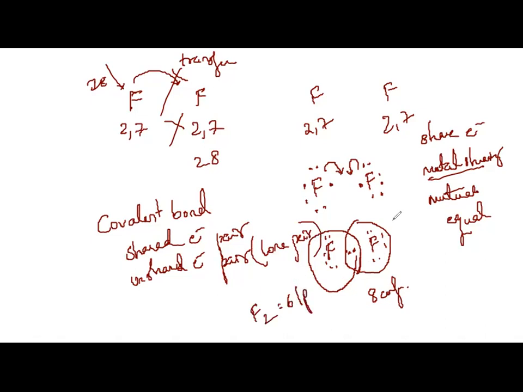Please try to understand. These are shared pairs or bond pairs. So in fluorine molecule, there is 1 bond pair and there are 6 lone pairs. Understanding? Yes. So this is about fluorine. What if I want to do hydrogen molecule? Yes, I know that hydrogen is having only one electron. This hydrogen also has one electron. Now, can it complete its octet?